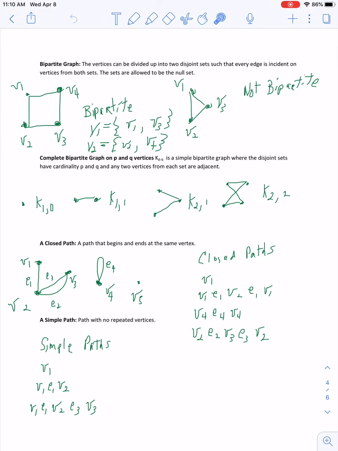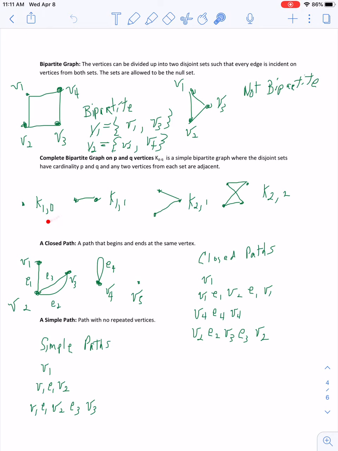And it also has to be, what? A simple graph as well. So it cannot have any loops or parallel edges. Any two vertices in the opposite sets have to be adjacent, which means I have to have an edge between them. So here are some examples of K_{P,Q}.